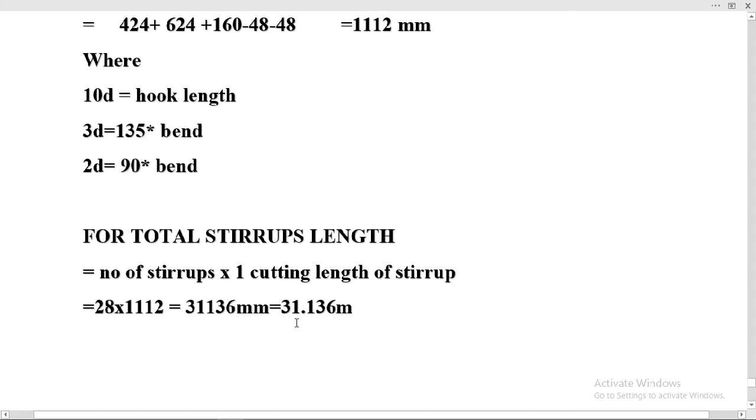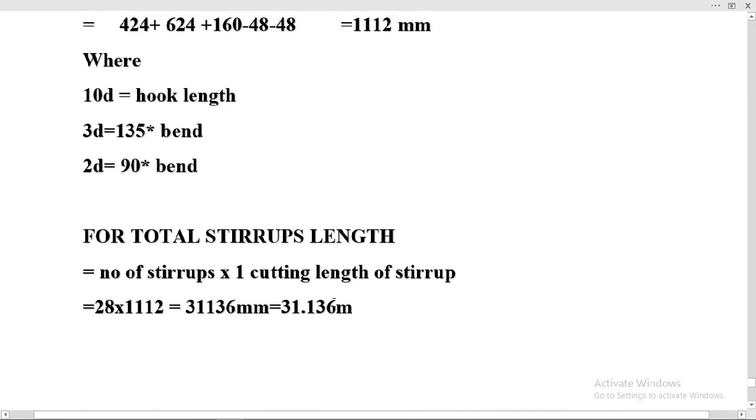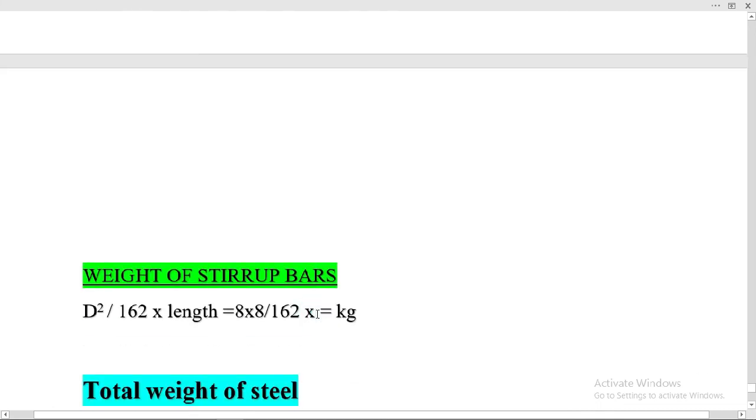Let's finally calculate the weight of the stirrups required. 8 is the dia of the stirrup bar, 8 square divided by 162, times the length we have, 31.136. You are very familiar with this formula. This is the formula to calculate the weight of the bars: D square by 162 into length. D is dia in millimeter and the length we put in meter. So here it will give the weight in kg.